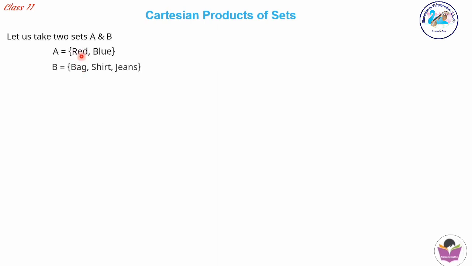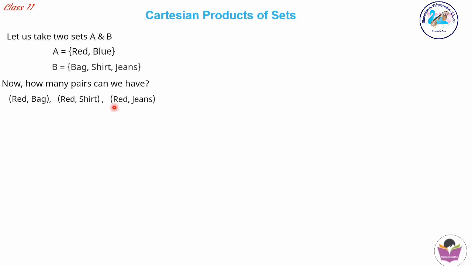The first element of set A is the color red. Red we can connect with the bag, means red bag, red shirt and red jeans. Same way, blue we can connect with each element of set B, that is blue bag, blue shirt and blue jeans. And these are the possible pairs which we can make by using these two sets.